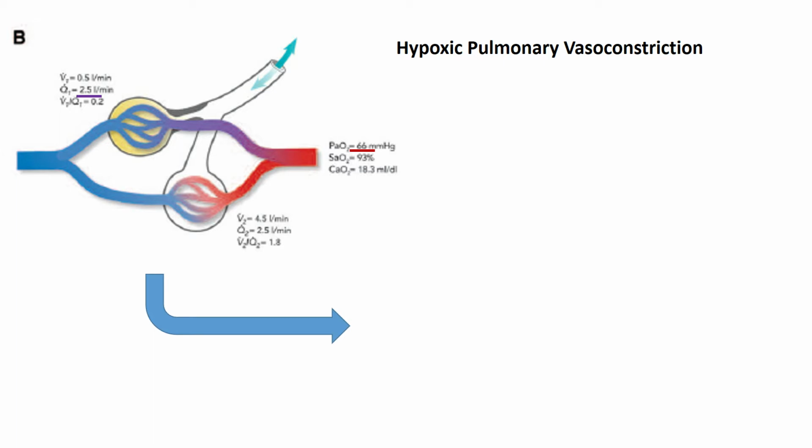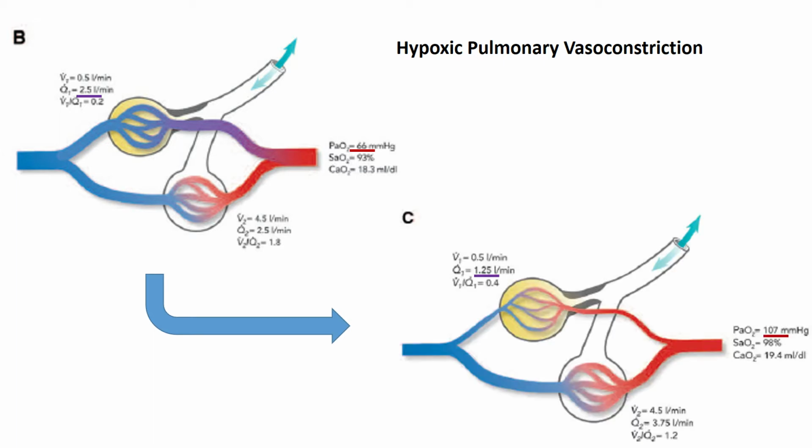When hypoxic pulmonary vasoconstriction kicks in, the vasoconstriction at the site of alveolar hypoxia reduces the flow through that non-ventilated area and diverts more flow to the ventilated area. This results in better VQ matching and therefore improved arterial oxygenation.